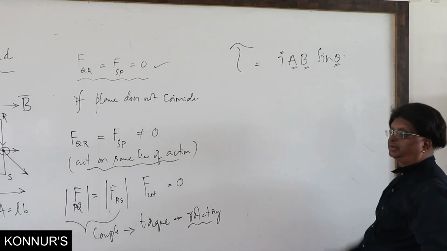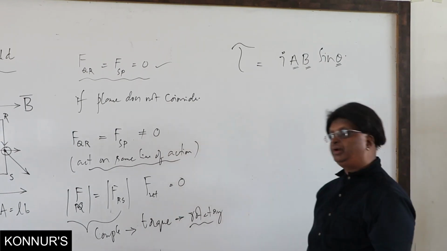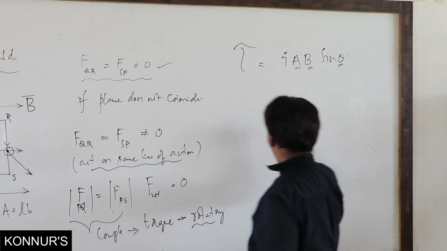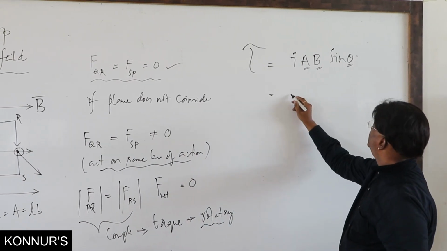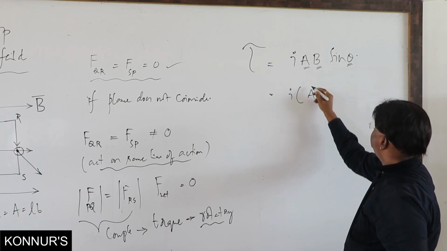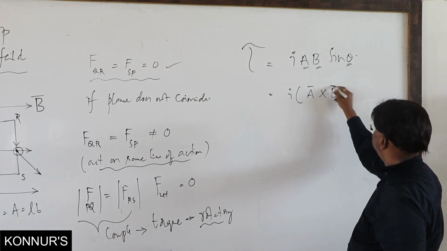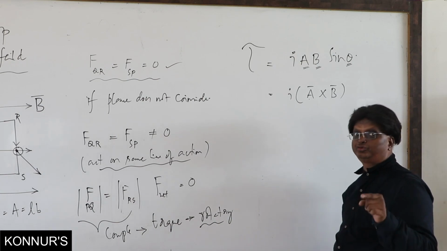Of course, the most important thing is about theta here. What is theta? Now here, this is in fact I into A bar cross B bar. Areal vector I am taking, which is a pseudo vector.